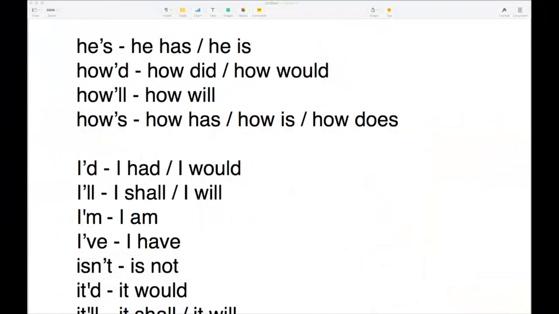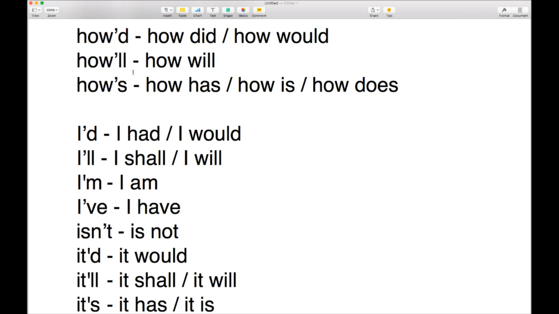Thank you. All right, so the next one is how'd. I wouldn't write this down in formal English, but it's used commonly in spoken English. So how'd is short for how did or how would. If I see you do something fantastic, but I don't understand how to do it, I might say, how did you do that?